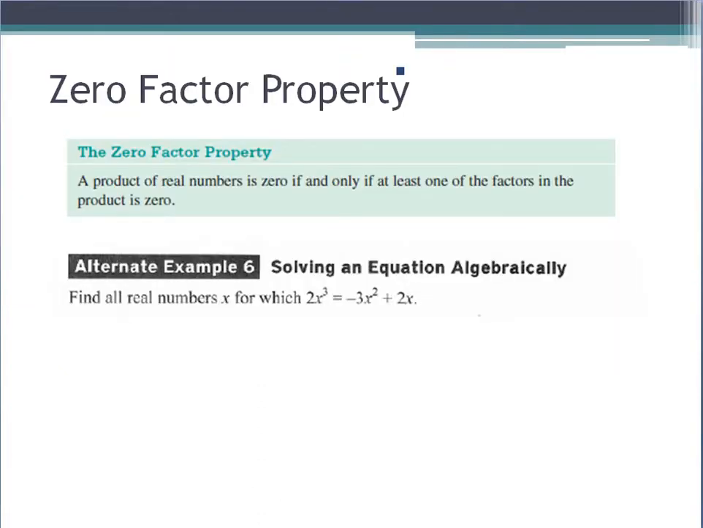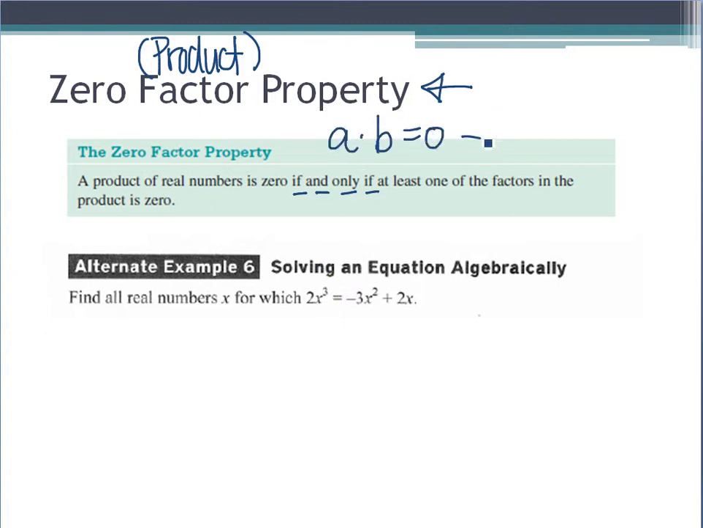So let's start with something we should already know, and that is the zero factor property, also known as the zero product property. It says that a product of real numbers is zero if and only if at least one of the factors in the product is zero. So if we have a times b equal to 0, then that is true if and only if a is 0 or b is 0, and by or I mean both could also be 0.